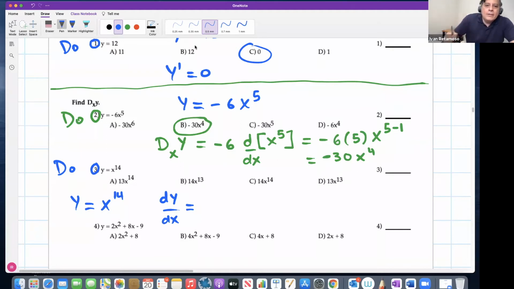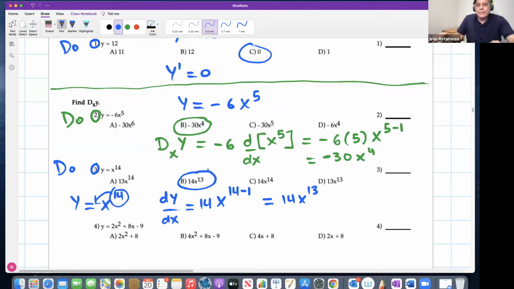Direct application of the power rule, right? The power rule says, if you get a power function, just bring the exponent down and put it up front, 14, and what stays as the new exponent is one less. So 14x to the 13, right? 13, yeah, very good. So the answer is this. Very good. Now we have to take the derivative of this polynomial function, right?